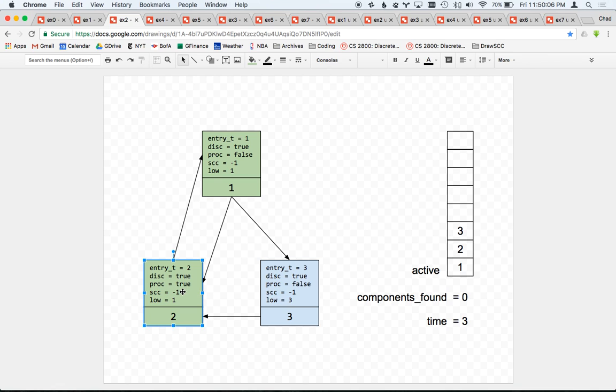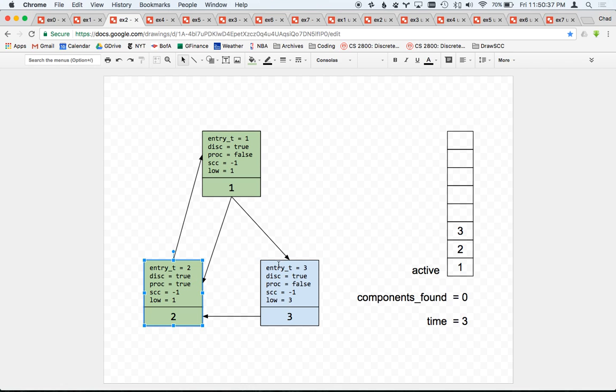But now vertex 2 has not yet been marked as being in its own strongly connected component. It's not been marked as being in any strongly connected component. And that means that the lowest vertex that we can reach from 2 must be less than 2 itself, which means we can get back to an ancestor of 2 from 2.